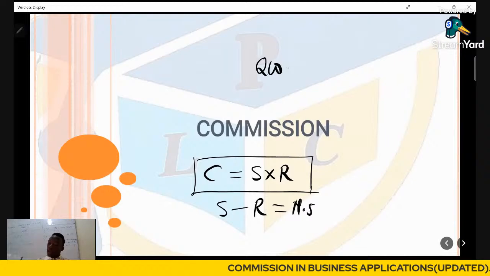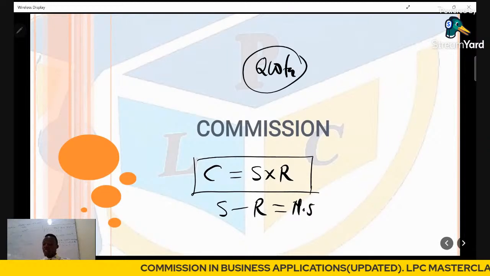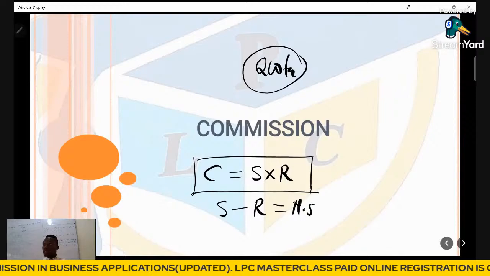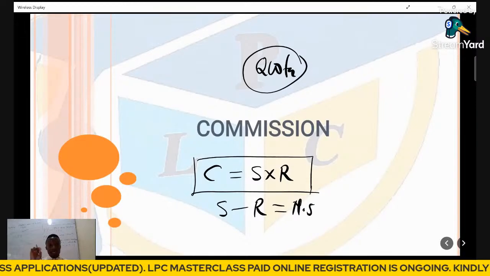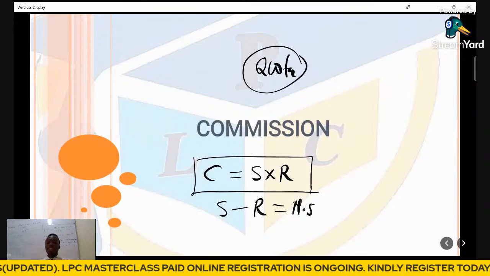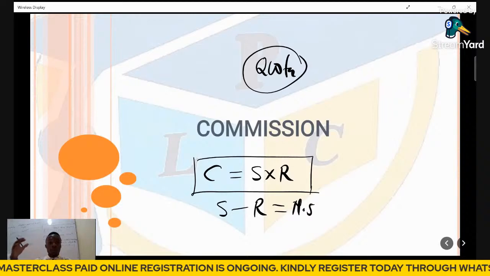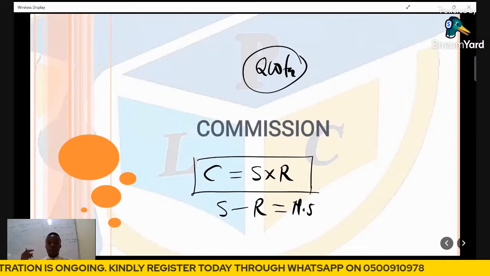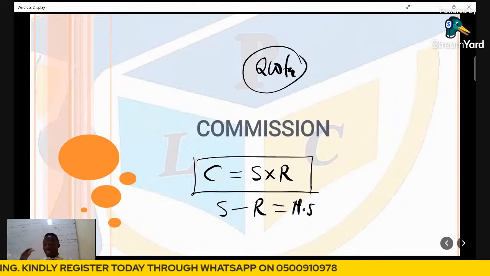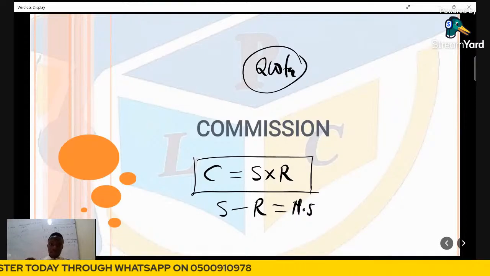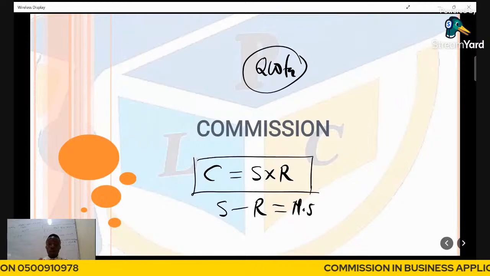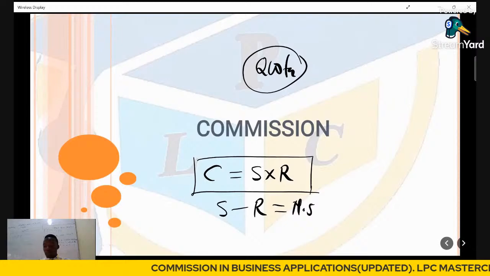Quota. That is quota. So quota is the level of sales that serves as a motivating factor that an individual must achieve or go beyond, after which the individual will get a commission. So at any time there is a quota, you subtract the quota from the sales so that whatever is left is where we can apply the rate of commission. I hope you are following.